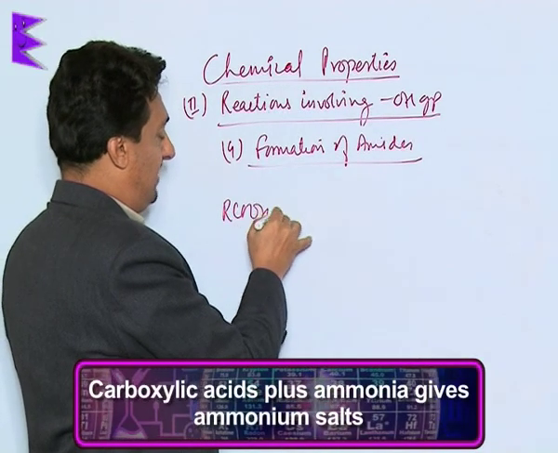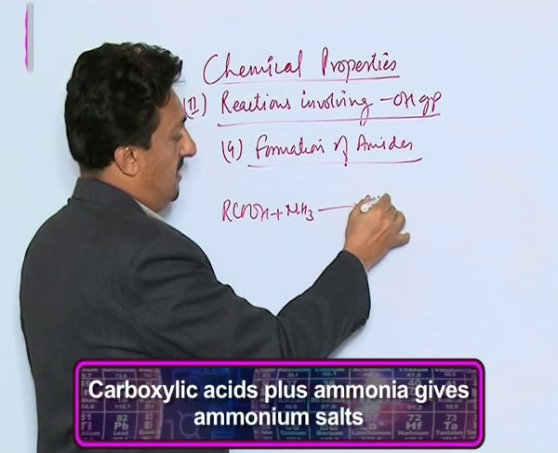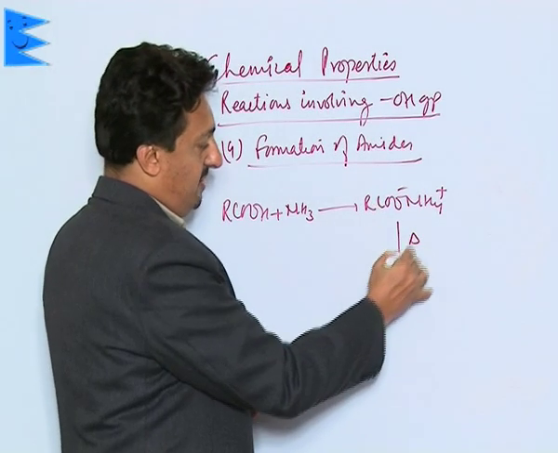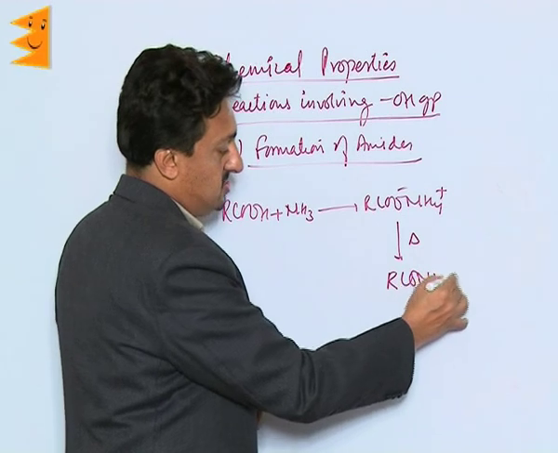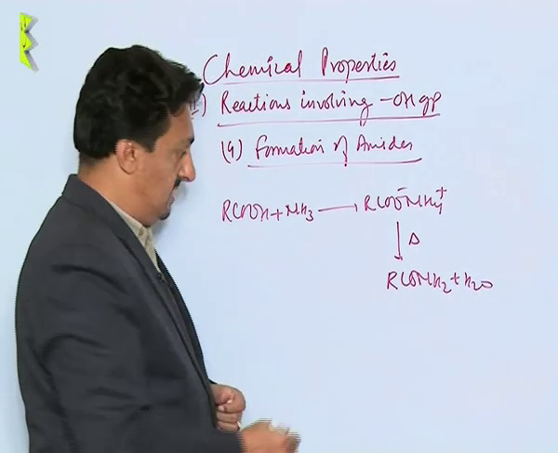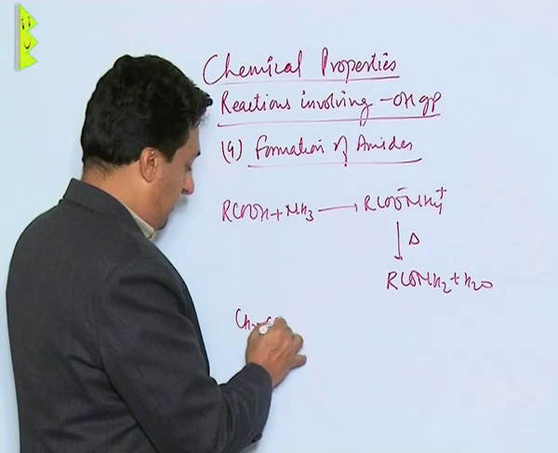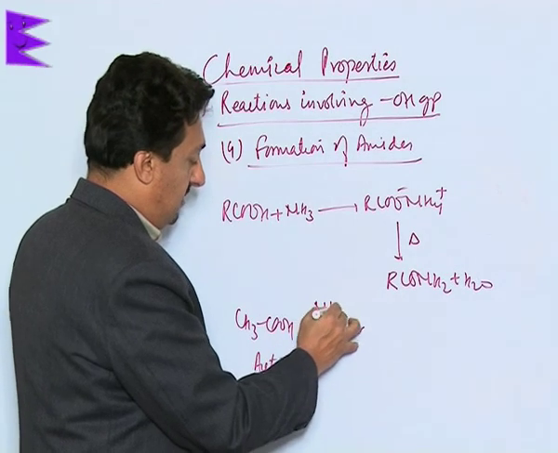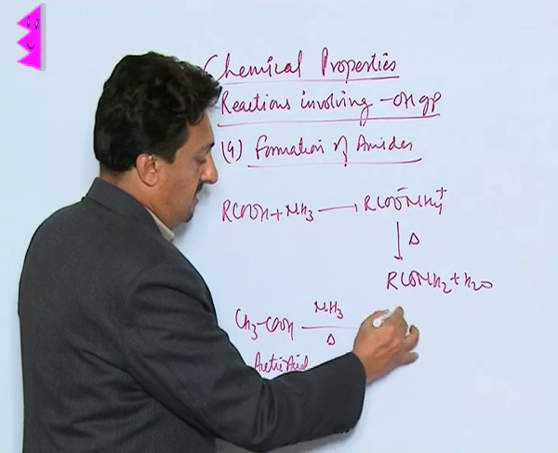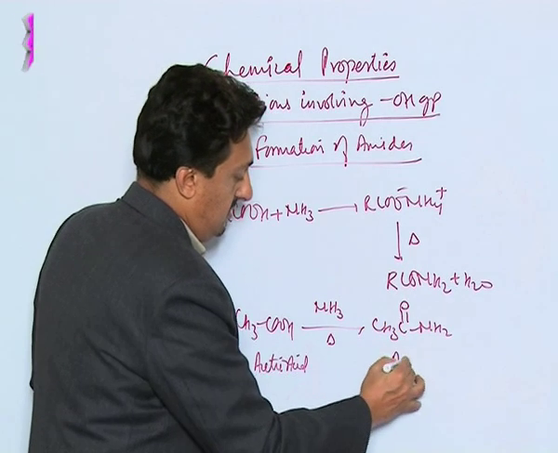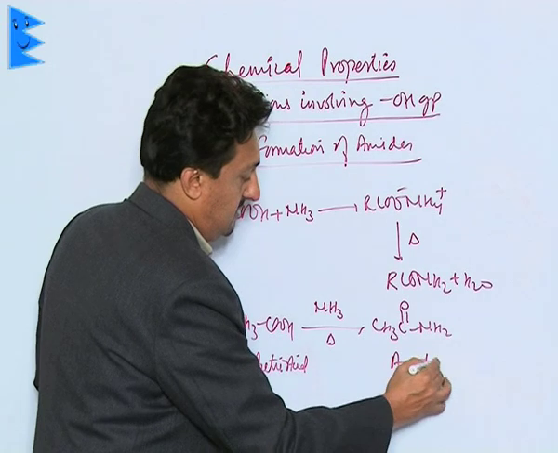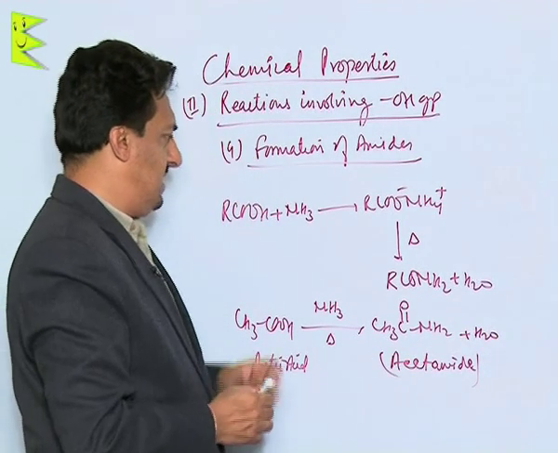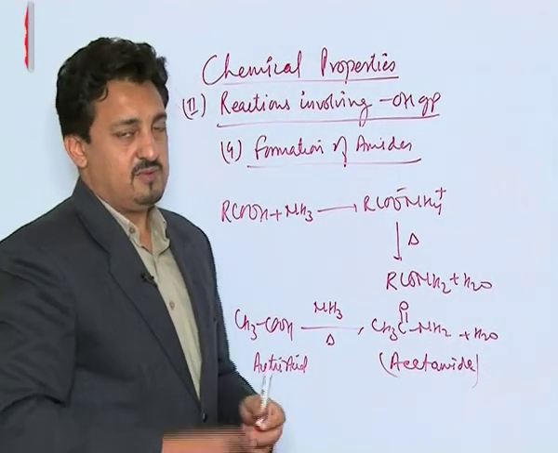Carboxylic acids, being basic in nature, whenever reacted with ammonia, result in the formation of what? Ammonium salts. These salts simply on heating lose water and result in the formation of amide. Let me give you an example, like acetic acid, when reacted with ammonia and heated, will give us acetamide plus water. So this is how we can easily prepare amides also from carboxylic acids.